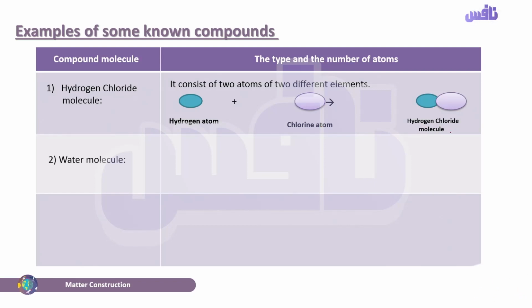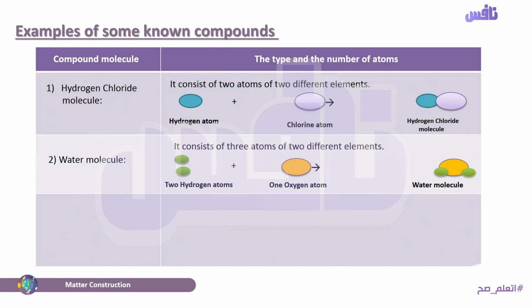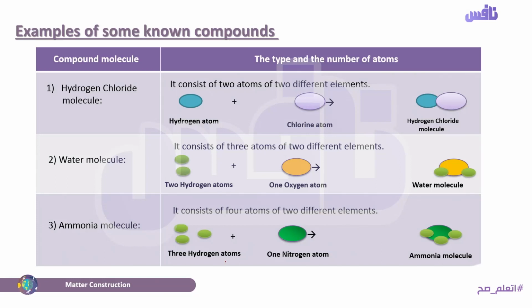Number 2, the water molecule consists of 3 atoms of 2 different elements. 2 hydrogen atoms and 1 oxygen atom forming the water molecule. Okay. Number 3, the ammonia molecule. It consists of 4 atoms of 2 different elements. 3 hydrogen atoms plus 1 nitrogen atom form the ammonia molecule.